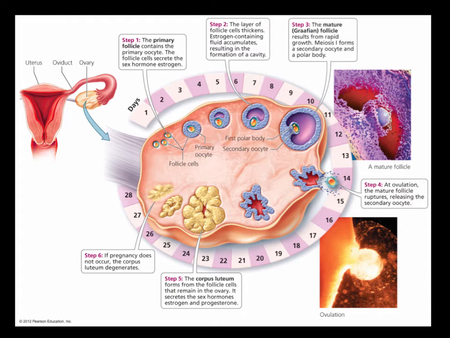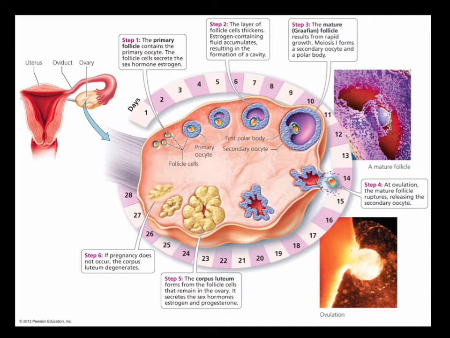It's right around day 14. So the follicle is ruptured, the secondary oocyte is released, and now what's left behind, this mass of cells back here, is the corpus luteum. So during this period of time from day 14 all the way through here, there is an egg cell that is able to be fertilized.